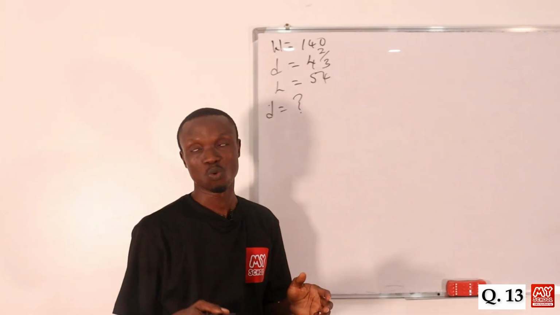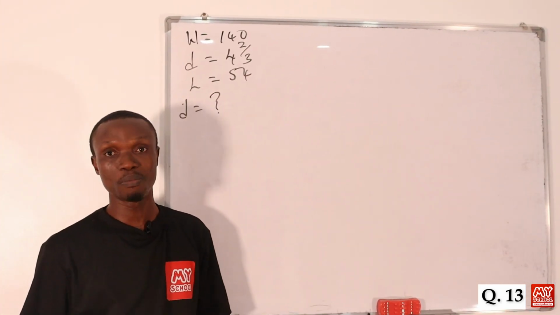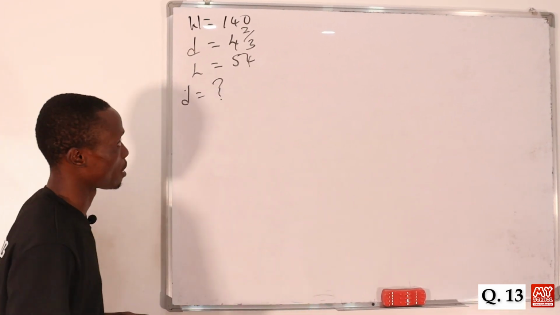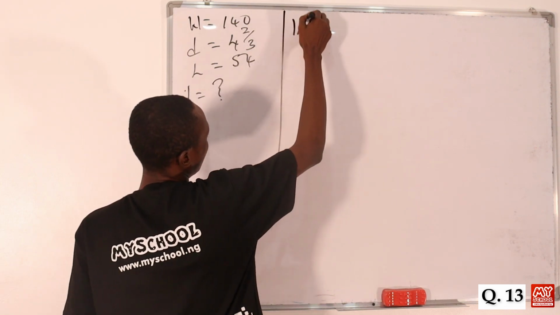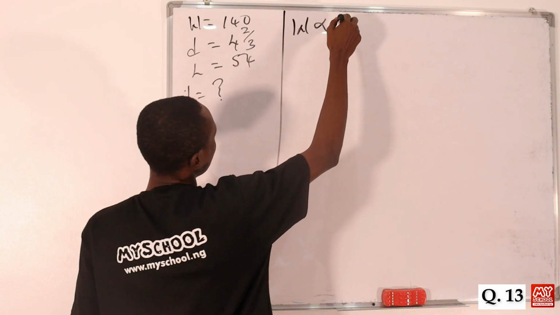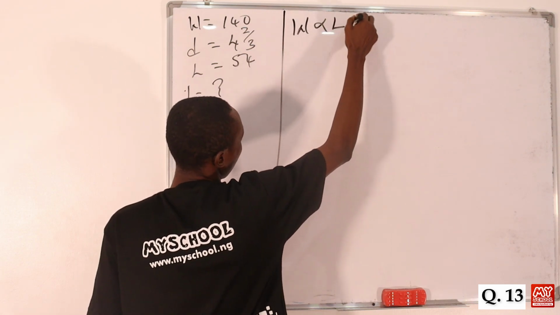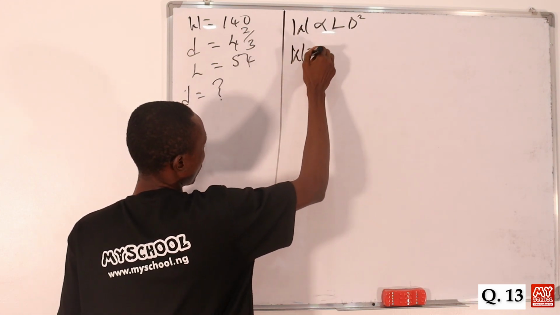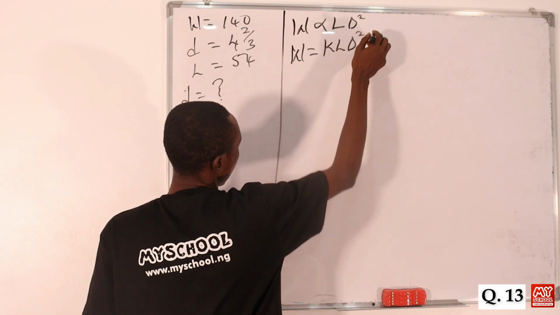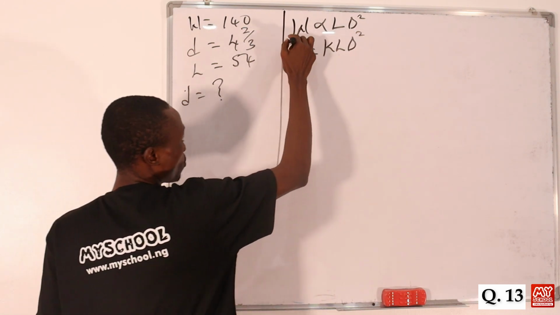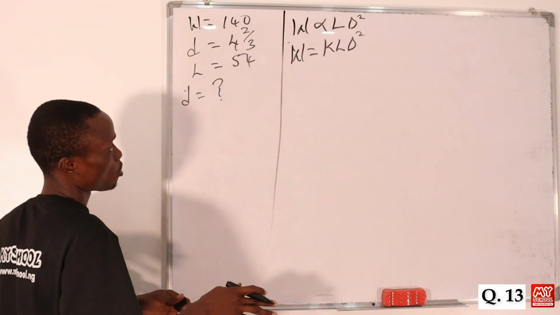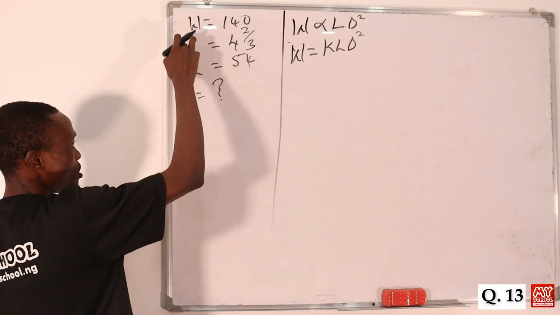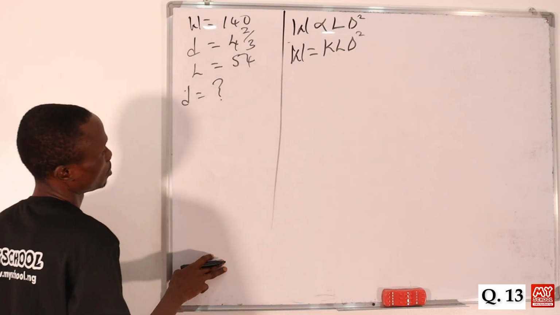So for this question, we were told that the weight W of a metal bar varies directly as its length and square of its diameter. Okay, so W varies jointly as the length and the square of its diameter. So here we just introduce a constant. So if we introduce a constant, we're having W equals K L D squared. So from here we want to make D the subject of formula. But before we can do that, we have to get the value of K by simply substituting the value of W, D and L into this equation. Okay, so let's do that.